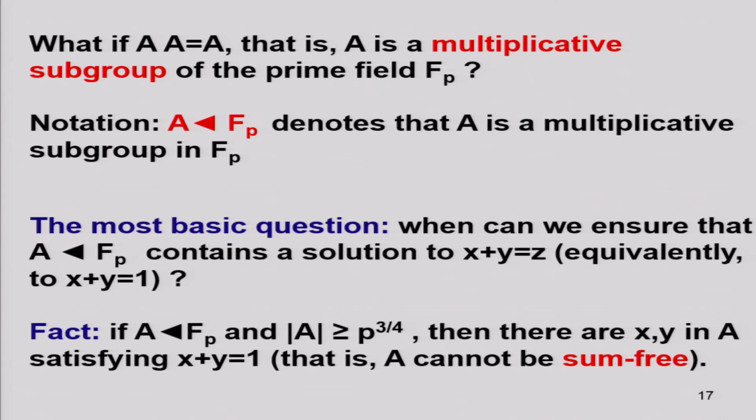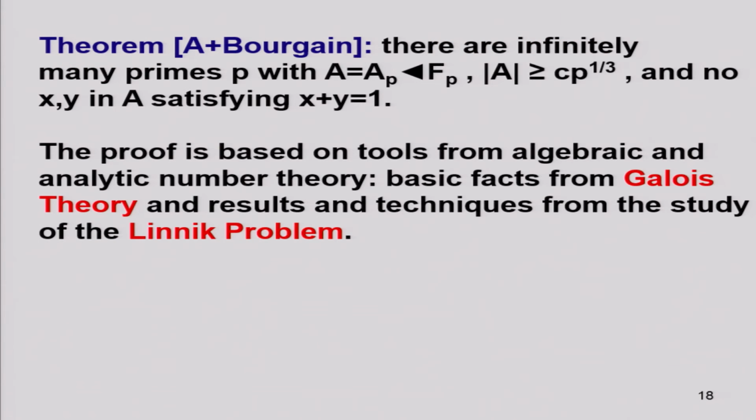And there is the following fact. This follows from many known things. And so if it's big, indeed, if the multiplicative group is of size at least p to the 3/4, then there must be x, y in A, so that x plus y is 1, or as I said, it's the same to talk about x plus y equals z. Namely, it cannot be sum-free. And this p to the 3/4 is probably not tight.